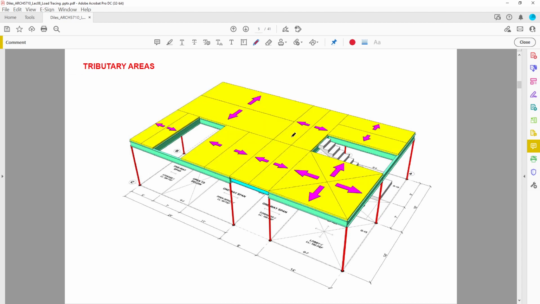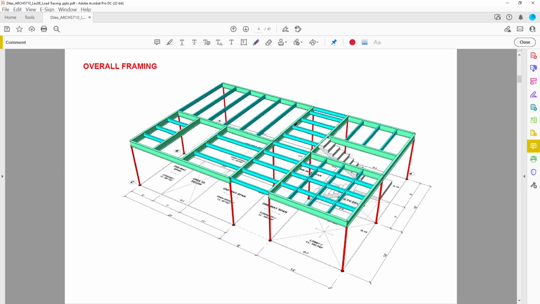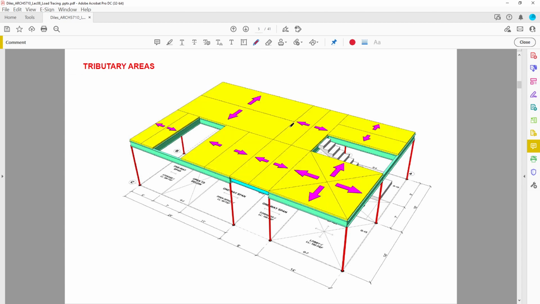This diagram shows the tributary areas for all of the girders. Now, of course, these individual beams would also have tributary areas, but we're not looking at that level of detail in this series of questions. We're just going to be looking at the loads on the girders and at the tops of columns. So this diagram shows us all of the tributary areas for our girders.